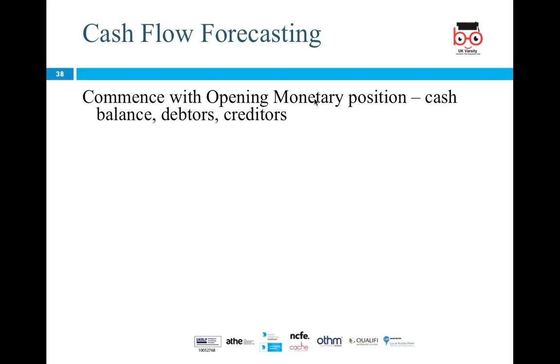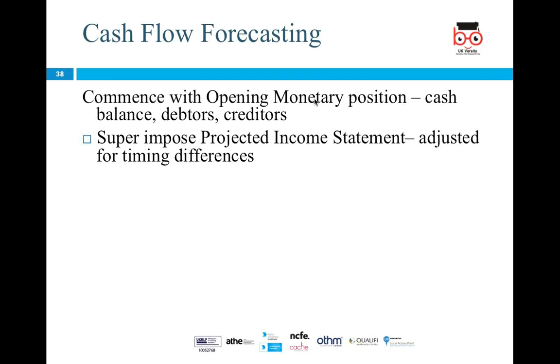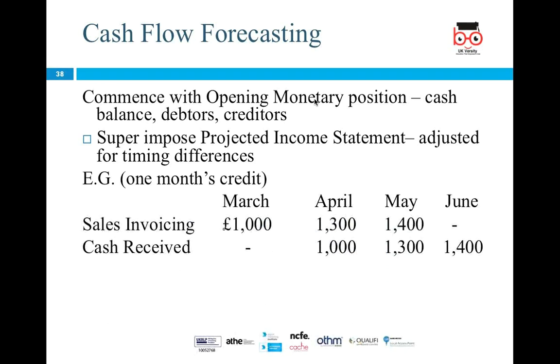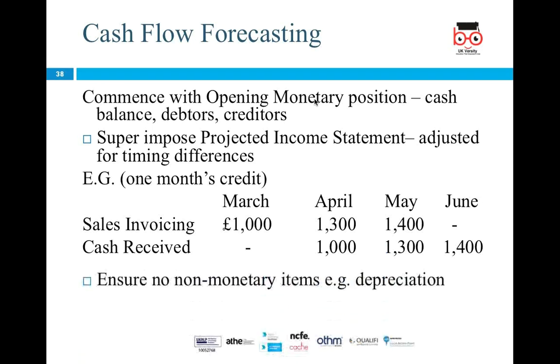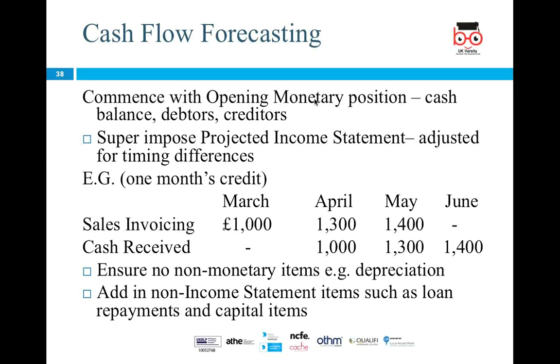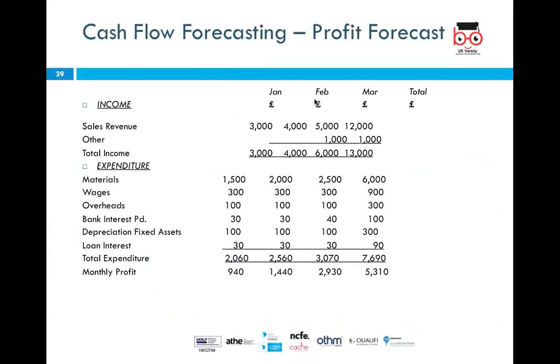So cash flow forecasting commences with the monetary position, cash balance, debtors, creditors, and then the projected income statement adjusted for timing differences, and then sometimes one month's credit, and that's the sales invoice and receipt. That's the money coming in, the inflow, and then non-cash depreciation shouldn't count in the cash flow management, and then some non-income statement items such as loan repayments and capital items should be added in the cash flow. That's the typical calculation of the cash flow.